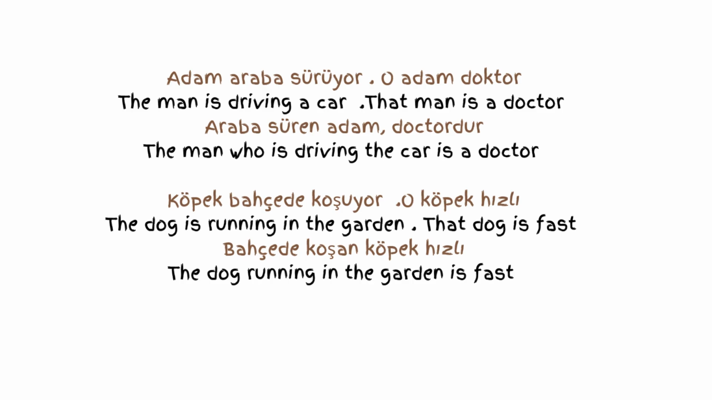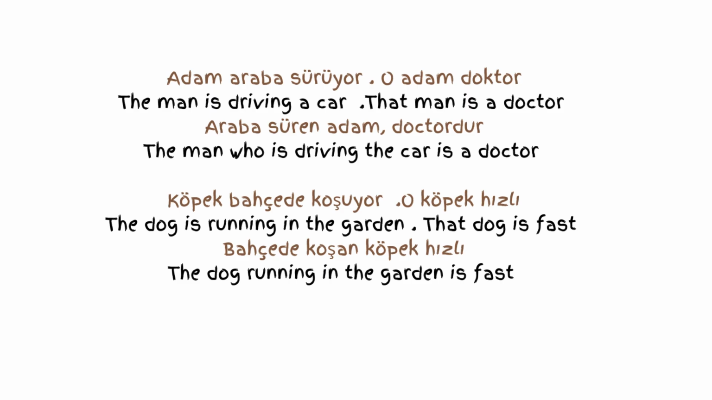I'm gonna remove the man, because I'm not gonna repeat the subject again. And I'm gonna use is a doctor. Make it doktor, dur means is a doctor. Okay, this is how we're gonna make it. So, araba süren adam doktordur. The man who is driving the car is a doctor.